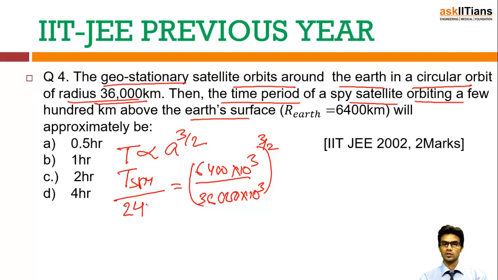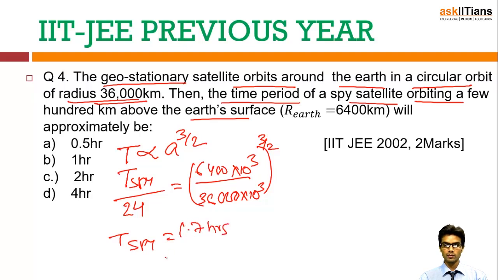For a geostationary satellite, 24 hours is the time period and this is the radius. So calculate T spy, it will come approximately 1.7 hours.